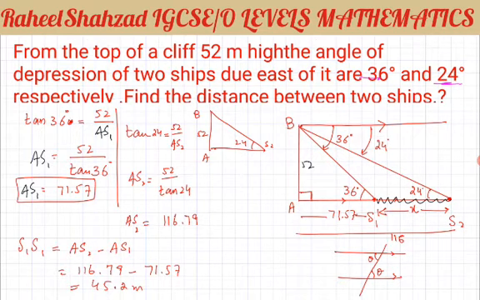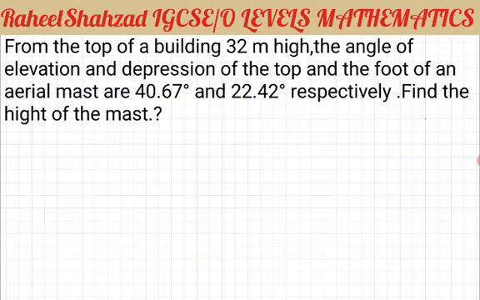Okay, let's try one more question here. It says from the top of a building 32 meter high, the angle of elevation and depression of the top and foot of an aerial mast are 40.67 and 22.42 respectively. We need to find the height of the mast.